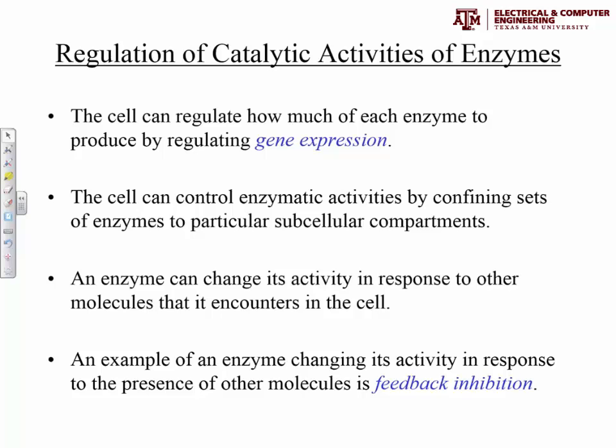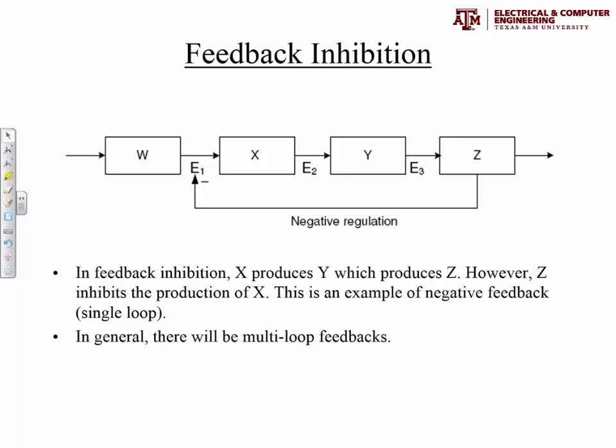An example of an enzyme changing its activity in response to the presence of other molecules is feedback inhibition. This is nothing new to engineers, but in the context of biology, it's something that may have puzzled them before. So in feedback inhibition, what is happening? You have some molecule W getting converted to X, then to Y, then to Z. Each of these conversion steps is being catalyzed by some enzyme: this one by enzyme E1, this one by enzyme E2, and this one by enzyme E3.